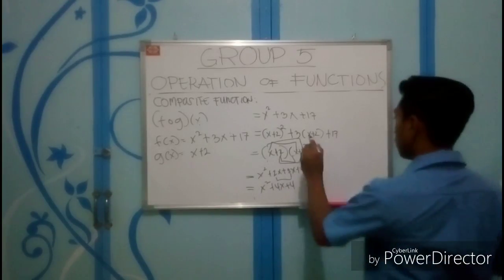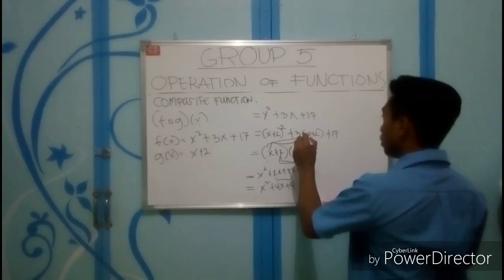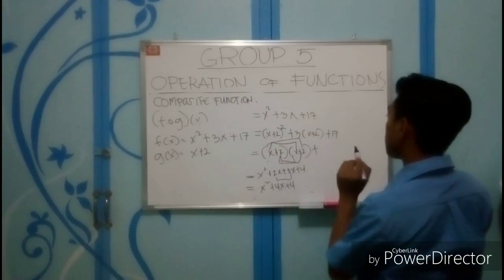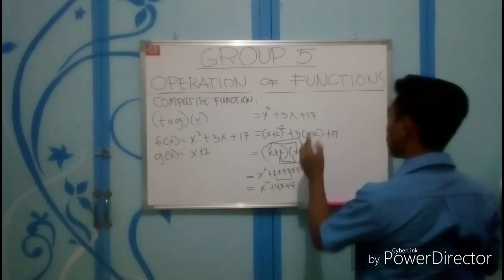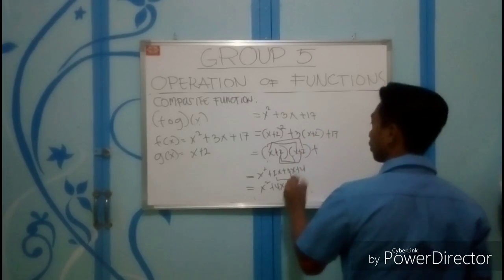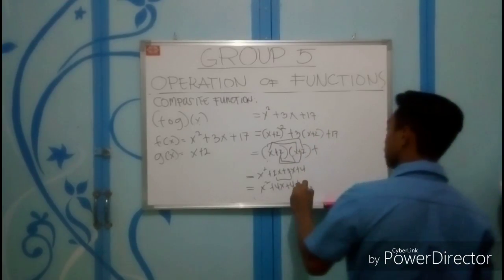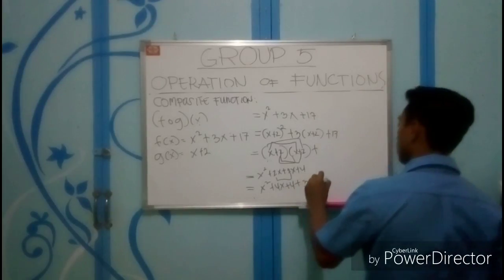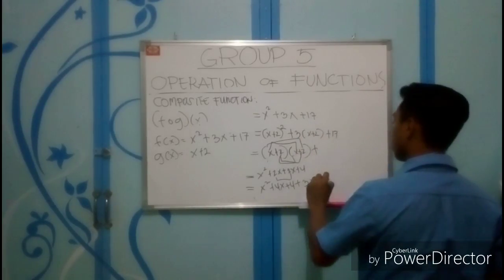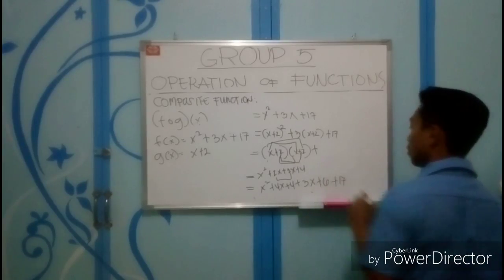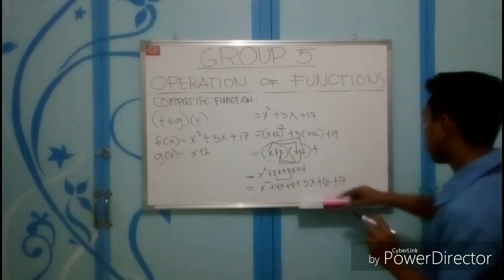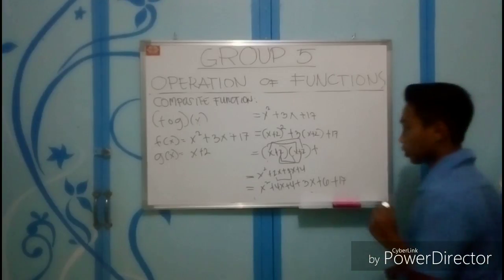Then, since 3 times x plus 2, we can distribute the 3 so that we can get the answer. 3 times x is equal to 3x. Then 3 times 2 equals 6. Then copy the 17. So combine like terms so that we can finalize the answer.